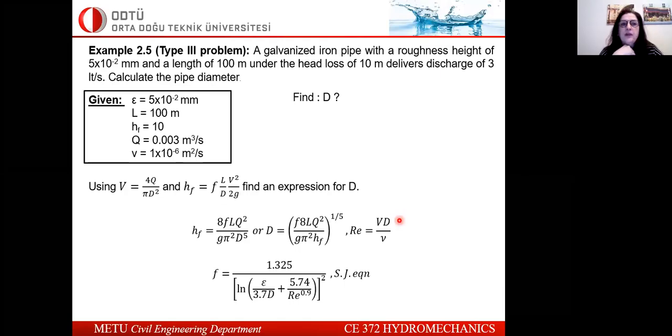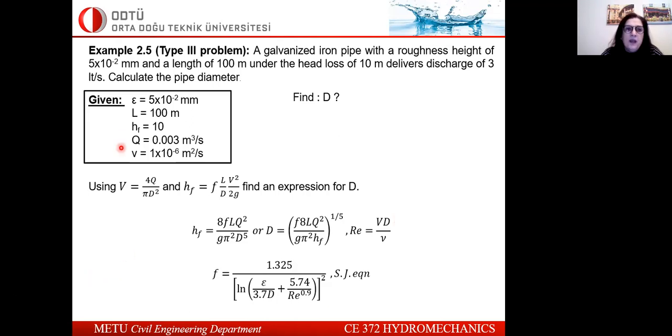Okay, hello everyone. Now we are going to solve example 2.5, which is in fact the example of type 3 problem, where we are going to find the unknown diameter. It says we have a galvanized iron pipe with a roughness height of 5 times 10 to the minus 2 millimeters. The length of the pipe is given as 100 meters. It is under the head loss of 10 meters, and discharge of 3 liters per second is being carried in that pipeline. And the question is, for these given conditions, what is the required pipe diameter?